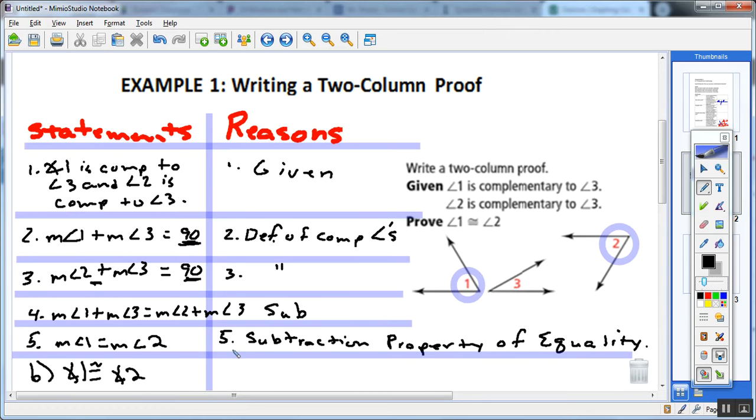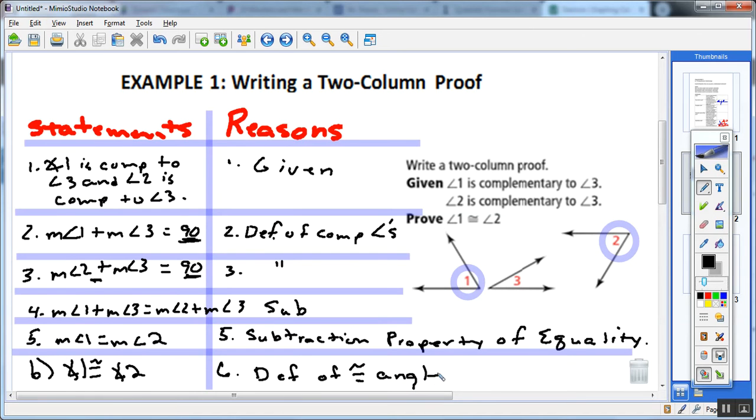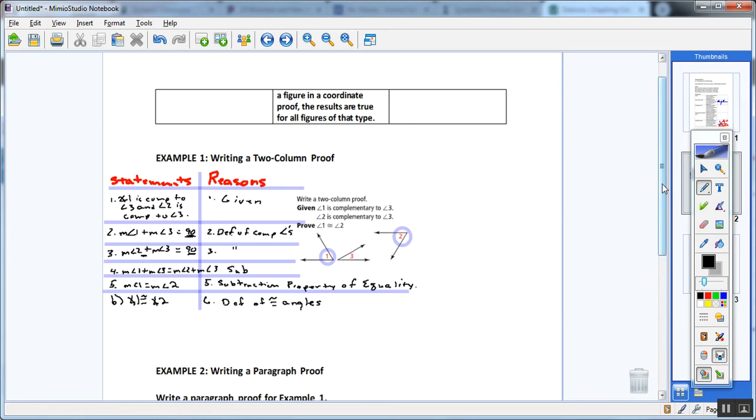Because your reason would be, if they're equal, if they're the same, then they're congruent. That's just the definition of congruent angles. I kind of like doing it this way. I think my writing's better with this. It doesn't break up sometimes. There's all your reasons right there, kids.